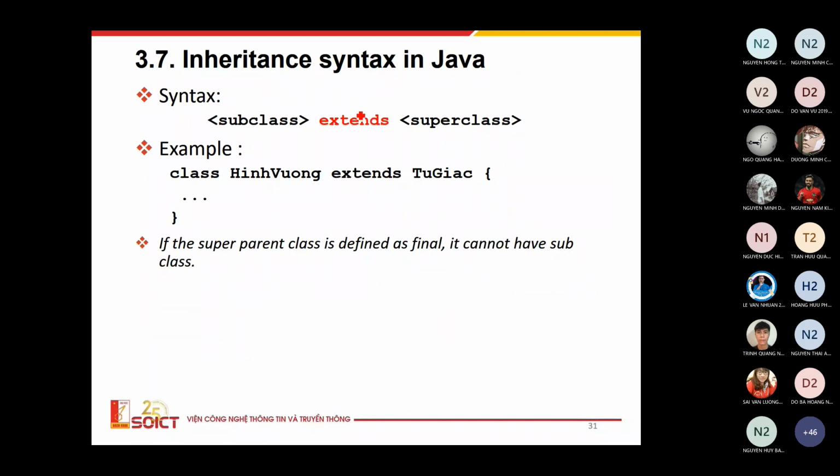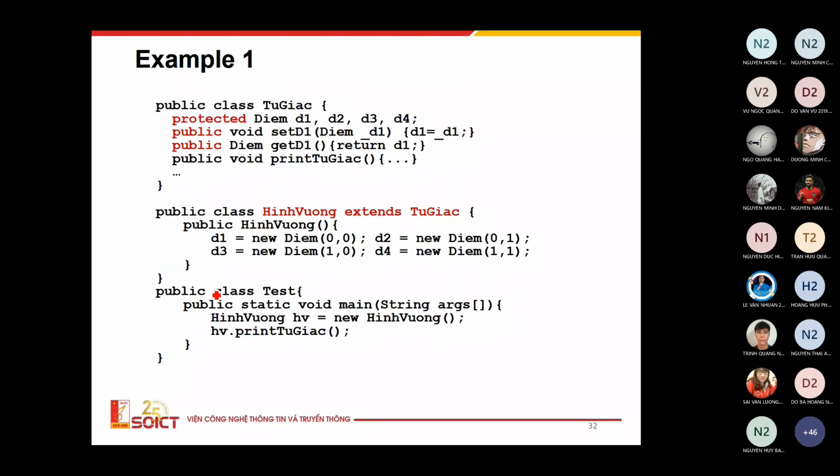And the syntax for inheritance in Java, you will use the keyword extends. Okay, you have a subclass which extends a superclass. For example, you declare the class hình vuông, which extends the class tứ giác. And if the superclass is defined with the keyword final, you cannot extend it into a subclass. Okay, and here's the example. You have the example like this.